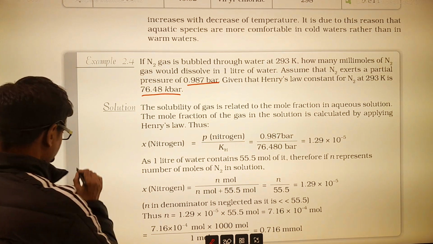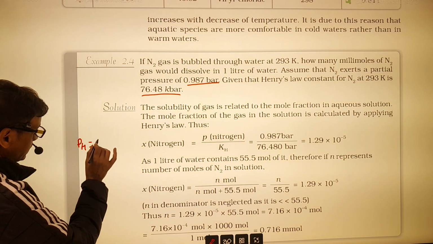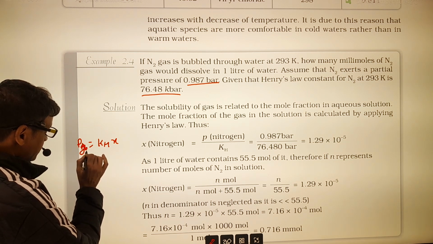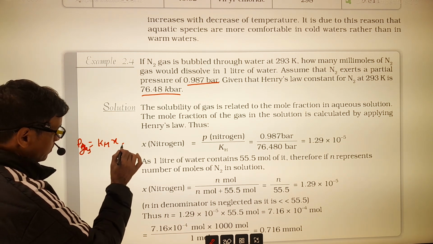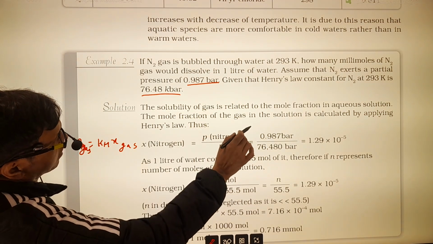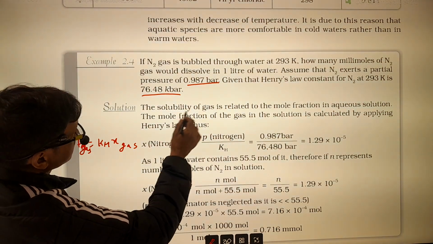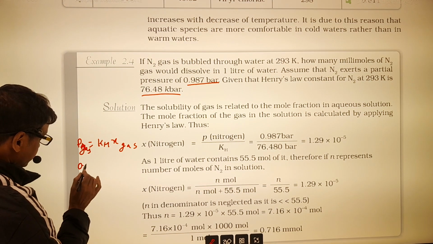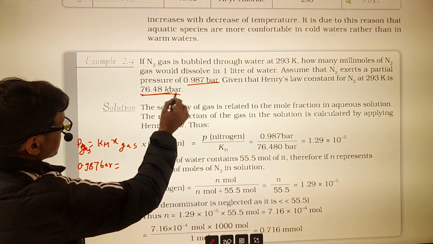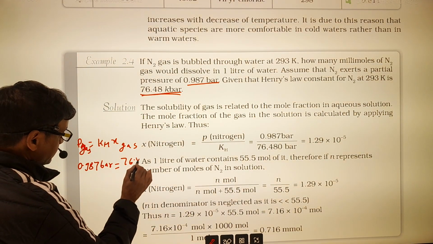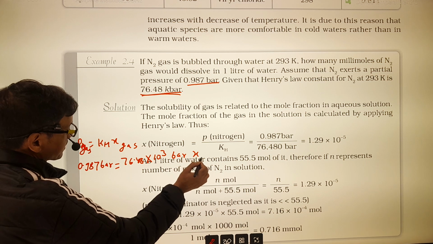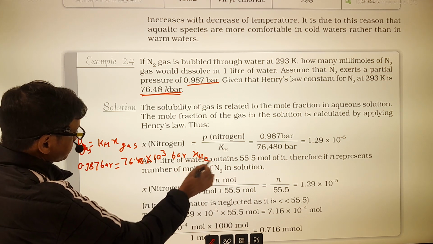First of all, p equals KH into chi, which you already know. So the partial pressure of that gas equals KH of that gas times its mole fraction. Here, the partial pressure exerted by nitrogen gas is 0.987 bar, and that equals KH, given as 76.48 kilobar, so 10 power 3 bar, into the mole fraction of nitrogen gas.